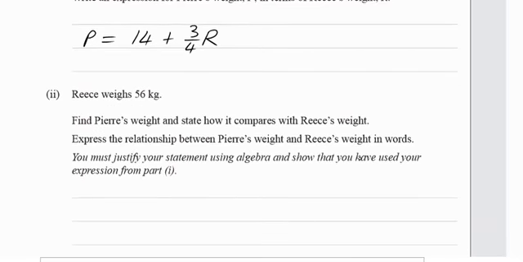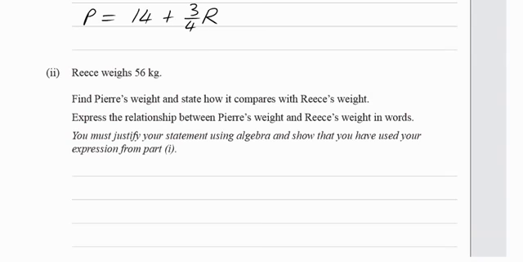Okay, so for part 2, we're told that Reese weighs 56 kg, so before we read any further, we know that that's going to be 56 kg. Find Pierre's weight and state how it compares with Reese's weight. Express the relationship between Pierre's weight and Reese's weight in words. You must justify your statement using algebra and show that you used your expression from part 1.